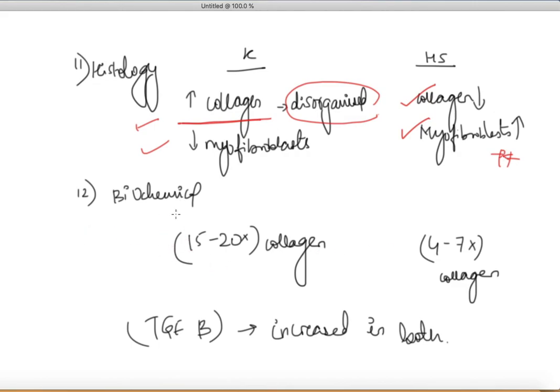Next, biochemical, as we have mentioned, the collagen is more. So in keloid the production is up to 15 to 20 times normal, but in hypertrophic scar it is 4 to 7 times the normal. So in both the cases collagen production is increased, but way more increase in keloid than in hypertrophic scar.